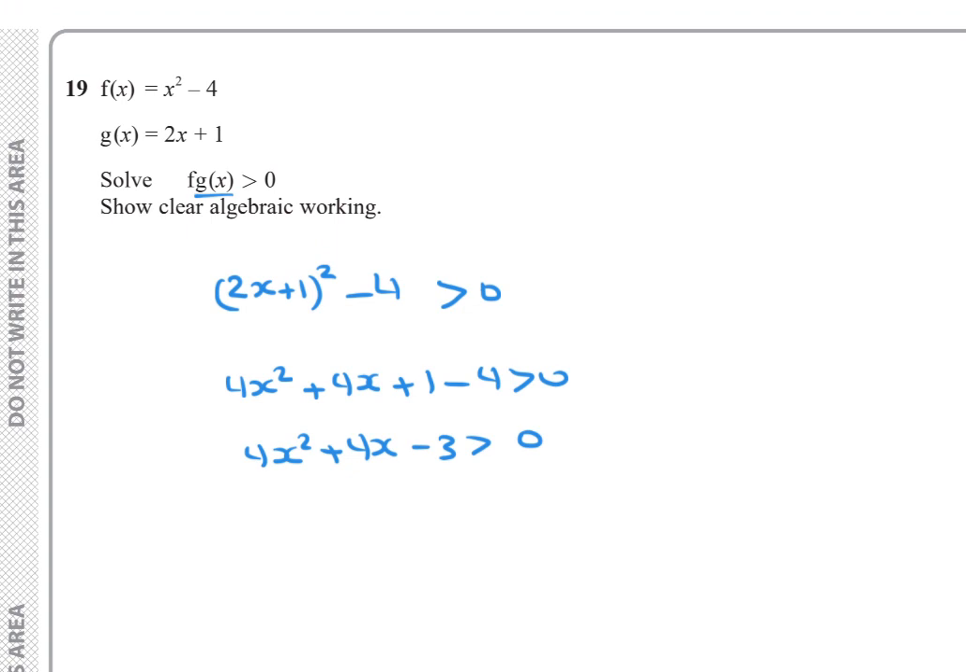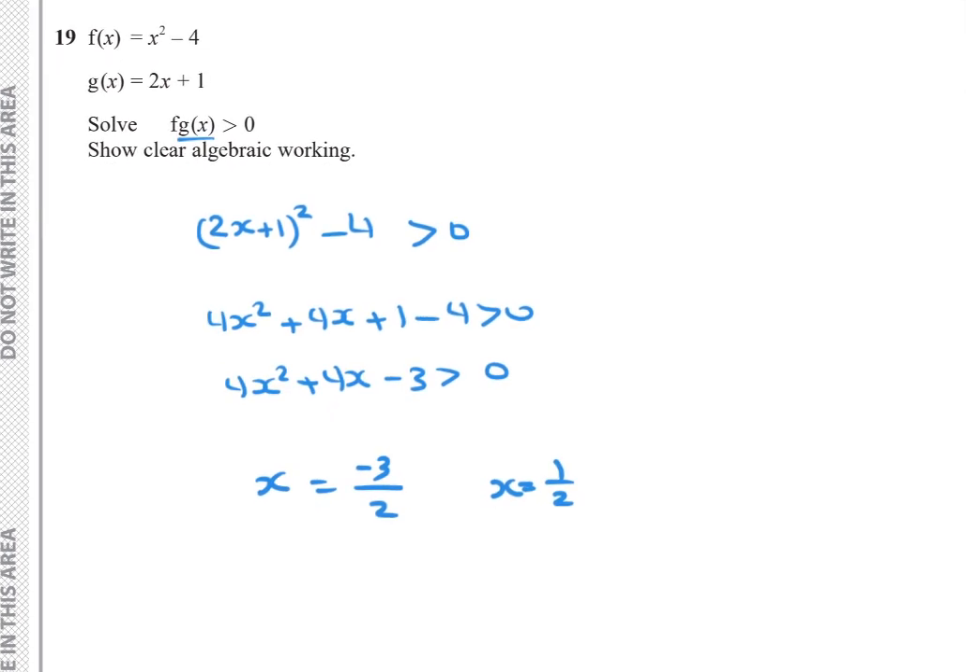Now factorize to find when this quadratic equals 0, or use your calculator. Mode 5 3, enter A, which is 4, B, which is 4, C, which is negative 3. You have 2 values. The first value, x equals negative 3 over 2, and the second value x equals 1 over 2.